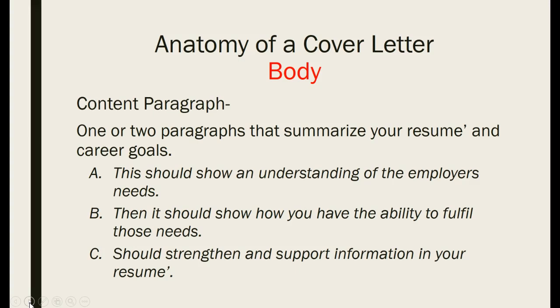The next 1 or 2 paragraphs are showing that you know what the employer needs, and a lot of that is from the job description for the job you're applying. And then you show how you connect to those needs by your own skills and characteristics. And finally, you can use examples to bolster these. And ultimately, this should strengthen and support your resume.